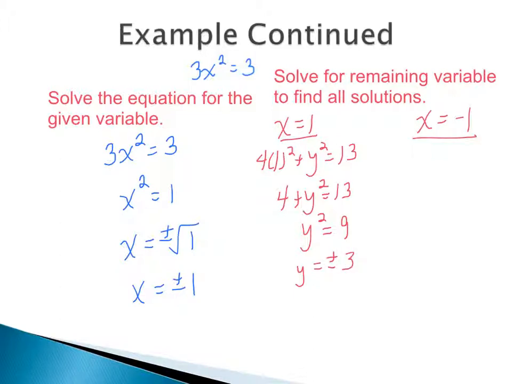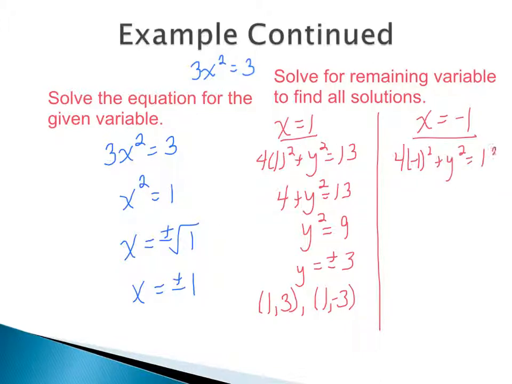So that means when x equals 1, I actually have two answers. So I'm going to get two ordered pairs. I'm going to get one positive 3, and I'm going to get one negative 3. So x equals 1 yielded two answers. Follow the same process for x equals -1. I would have 4 times -1 squared plus y squared equals 13. Well, -1 squared is positive 1 times 4 is going to stay 4.